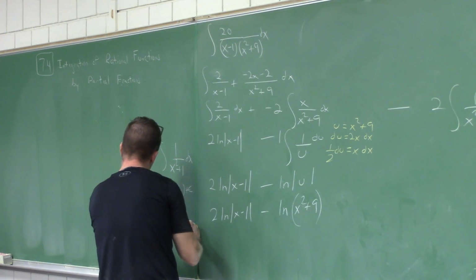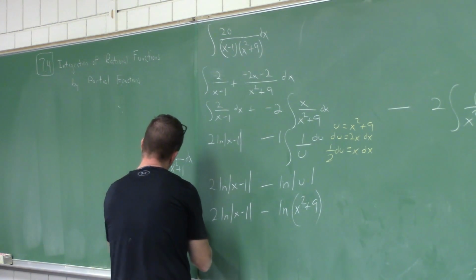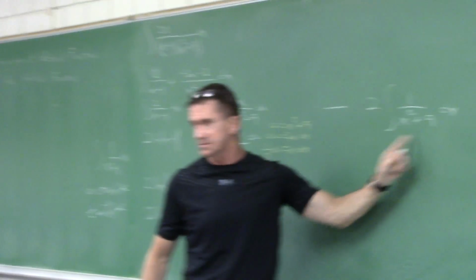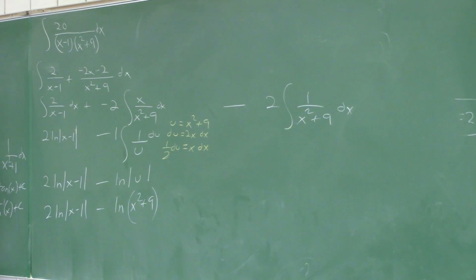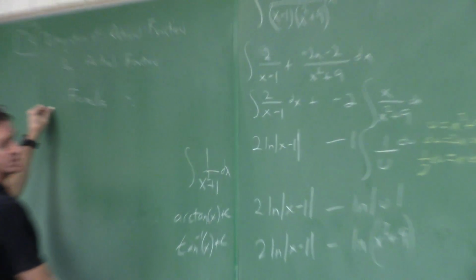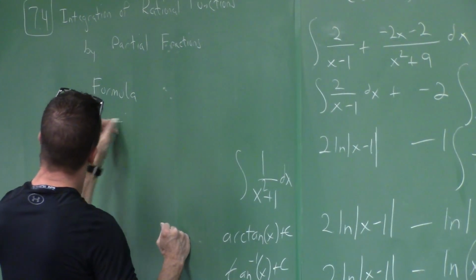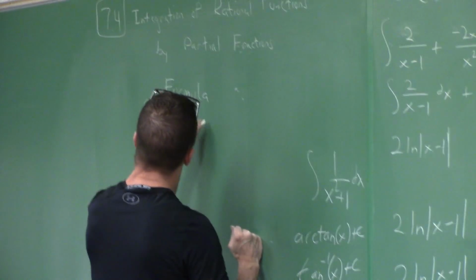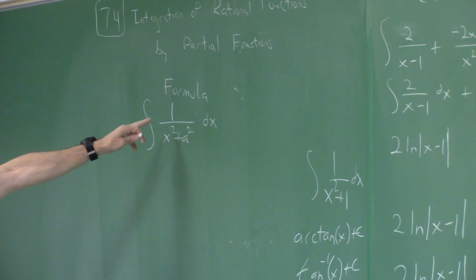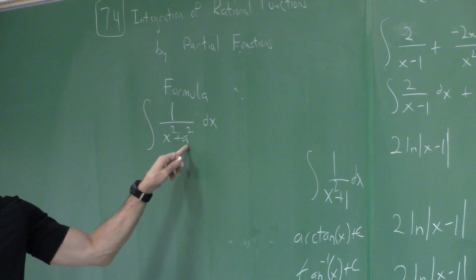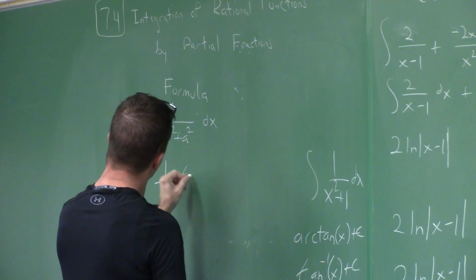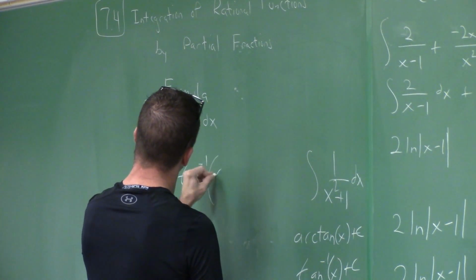Well, what's another way to write that? Inverse tan plus c, right? How do you deal with situations like this? So I'm going to put a nice little integral formula. It's for the expression, the integral of 1 over x squared plus a squared, where a is a constant, becomes 1 over a times inverse tangent of x over a.